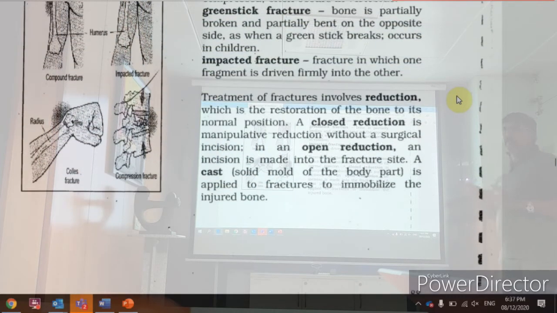Treatment for any fracture: first is the reduction. Reduction means it has displaced like this, and we need to put it back to the normal position. It can be done without any surgery, which is known as closed reduction, or we do a surgery, then it is known as open reduction. Once we do it, we splint it, means we put the POP and stuff like that. We tend to put it.